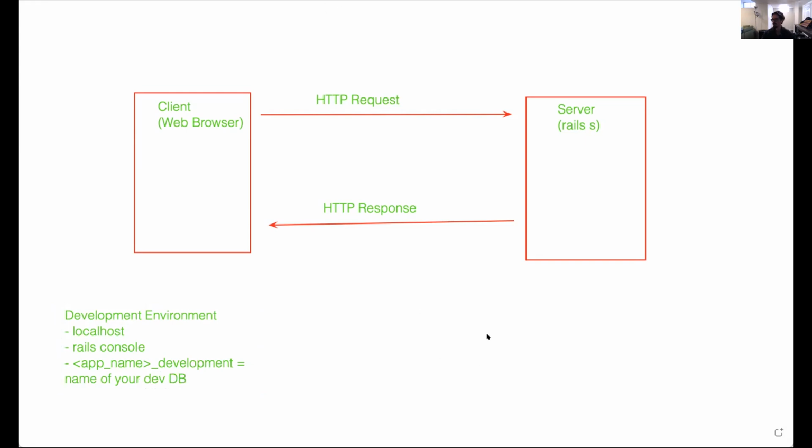So this is my general diagram. Let's talk more specifically about what this looks like in development. When you're in that development environment, this is more specifically not just a web browser for the client. This is a web browser on your computer. I just want to be very clear, that's you opening up Google Chrome on your computer.